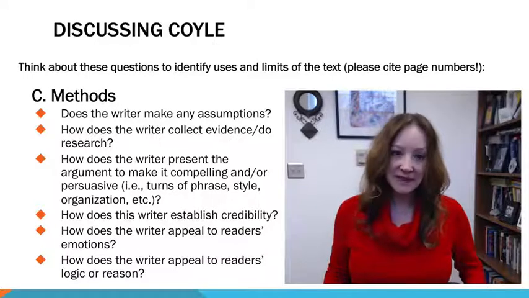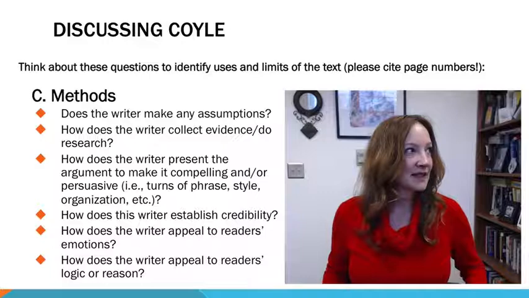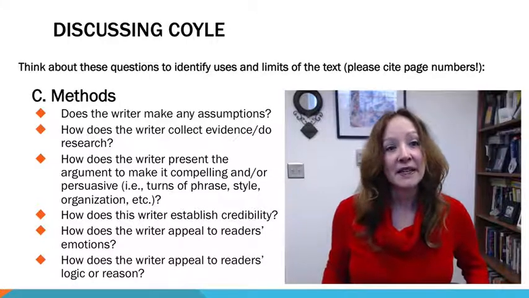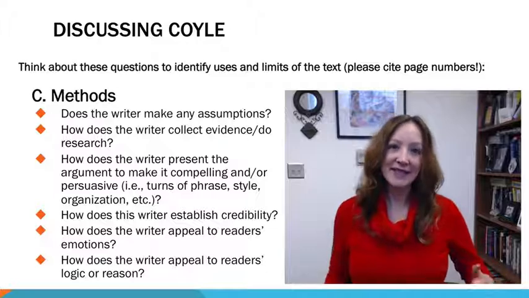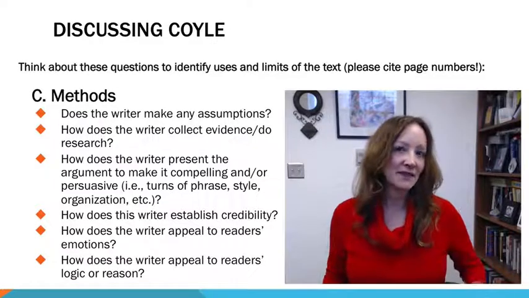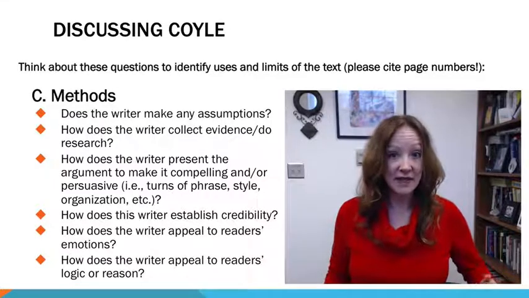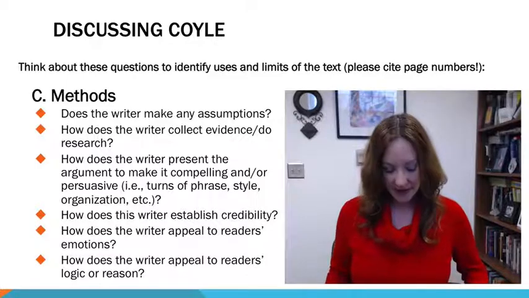How does Coyle appeal to readers' emotions? Is he asking readers to be empathetic or angry or exuberant about something? How do you think he's playing into readers' emotions in order to make his argument more persuasive or compelling?